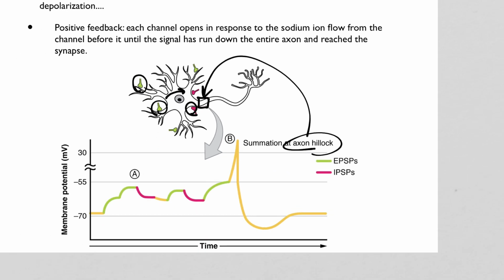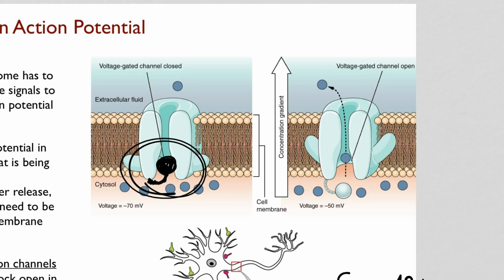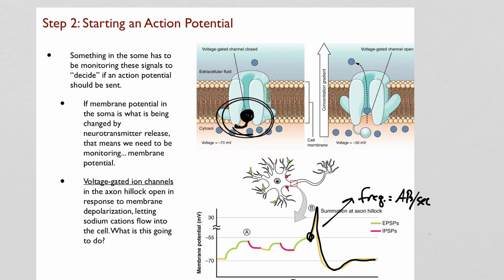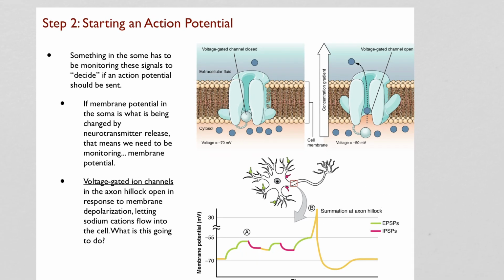And remember, threshold is this idea that if we cross this line at around negative 55 millivolts, that's the amount of electricity that it takes to open up those voltage-gated ion channels that you find all throughout axons. And if you open those voltage-gated ion channels that we saw back here, you expect that signal to spread all the way down the axon.